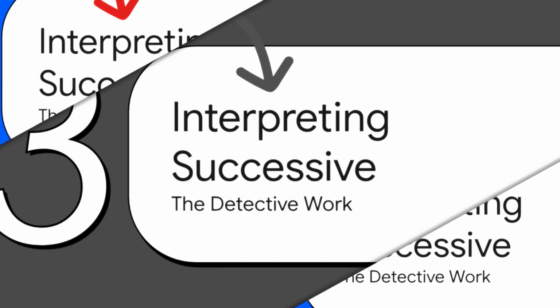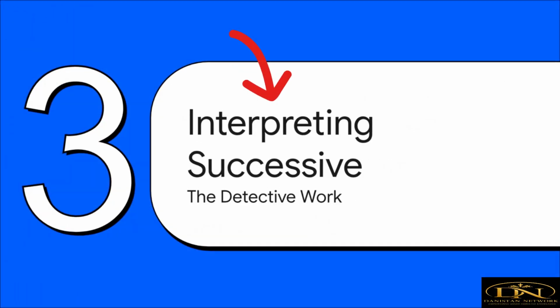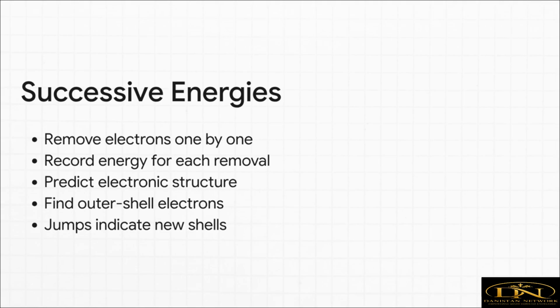Moving on to Section 3. Interpreting successive ionization energies. Time for some detective work. In the lab, scientists aren't just guessing. They literally interrogate atoms by removing electrons one at a time from gaseous atoms, and they carefully measure the exact energy required for each consecutive removal. We call these successive ionization energies.